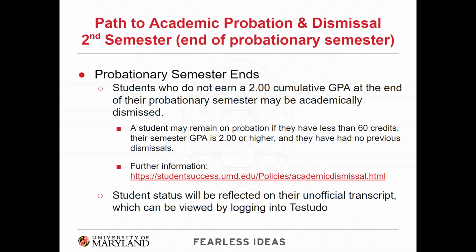A student may remain on probation if they have less than 60 credits, their semester GPA is 2.0 or higher, and they have had no previous dismissals. Further information can be found at this link. The student status will be reflected on their unofficial transcript, which can be reviewed by logging into Studo.